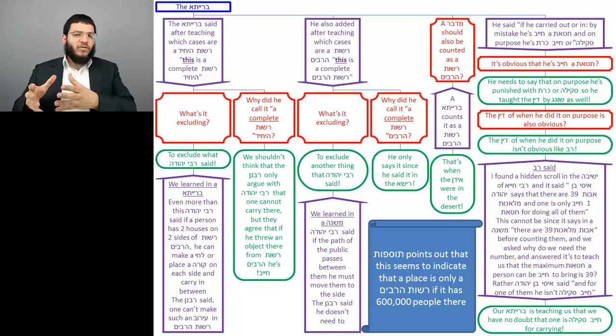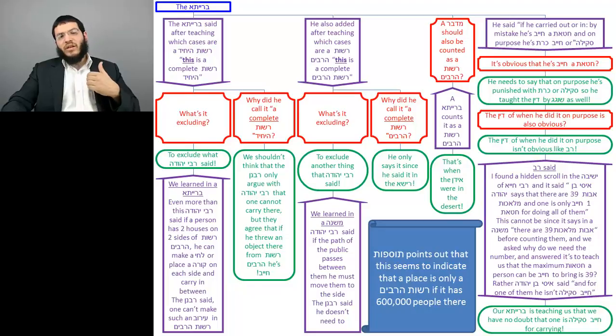It must be that there's a teaching involved. Tosfos says that it seems that it's telling us that in order to be a Rishus Rabbim, it has to be similar to the way the Midbar was. And what we would learn from the Midbar is that there was 600,000 people there. So Tosfos here points out that this seems to indicate that in order to be a Rishus Rabbim, it's necessary that there should be 600,000 people there. So here Tosfos isn't explaining the Gemara, but he's showing us something that we take out from the Gemara.